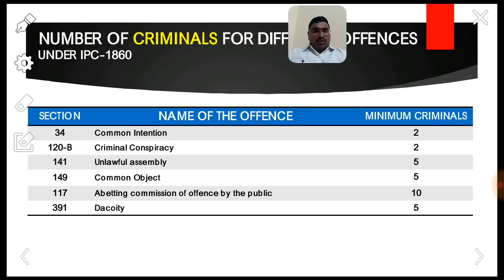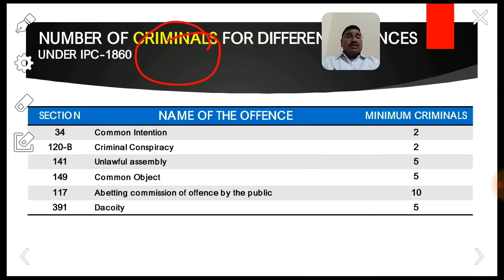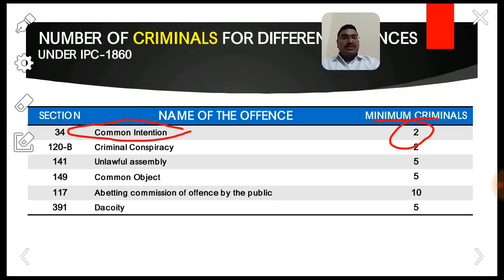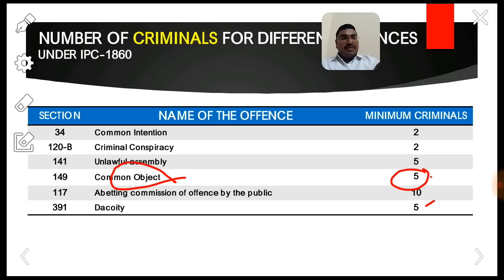Coming to the next table, which deals with the number of criminals for different offences under IPC. In this chapter I compiled the number of criminals for different offences under IPC using these three columns: section, name of the offence and number of criminals. According to section 34, there must be at least two parties in order to constitute common intention. According to section 120B, there must be at least two or more members in order to constitute the criminal conspiracy. In order to constitute unlawful assembly, there must be at least 5 persons. According to section 141, in order to constitute common object, there must be at least 5 persons.